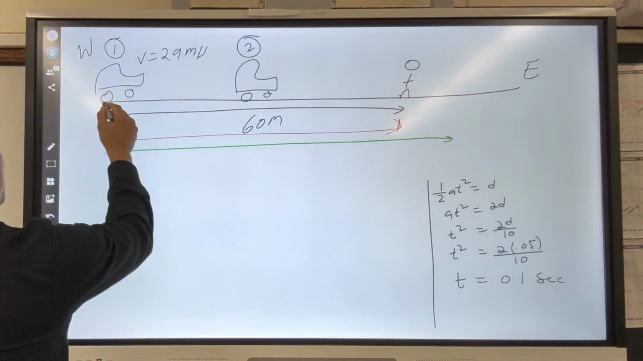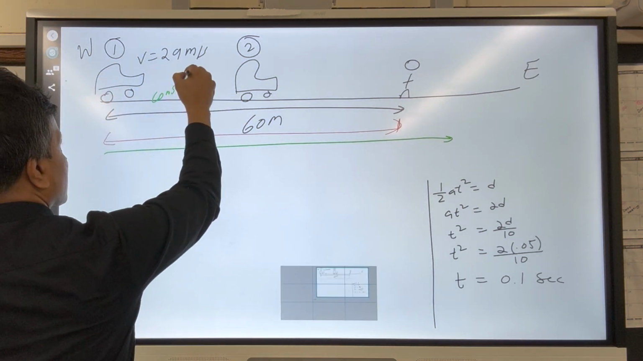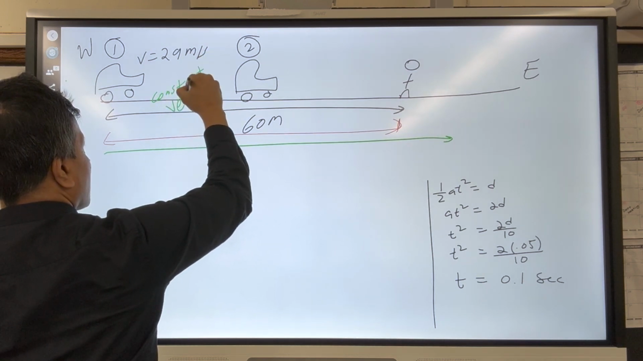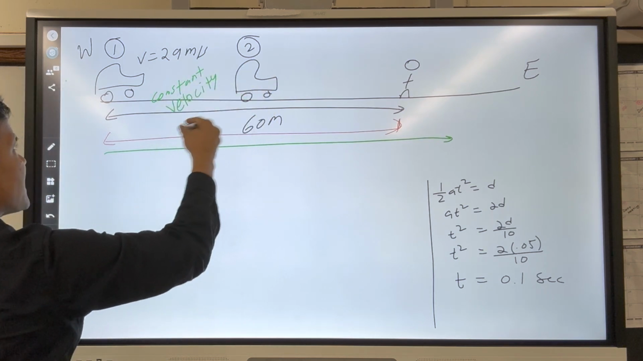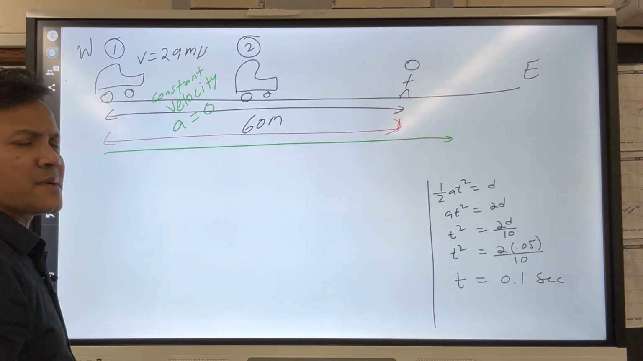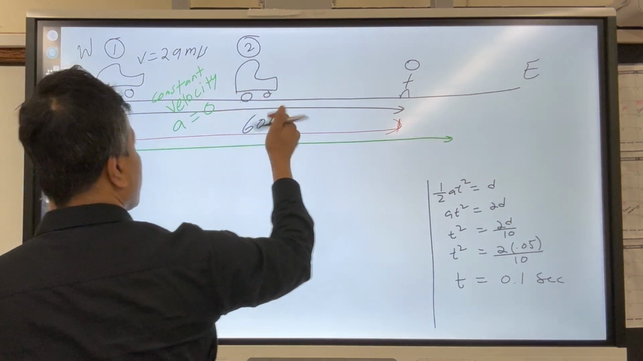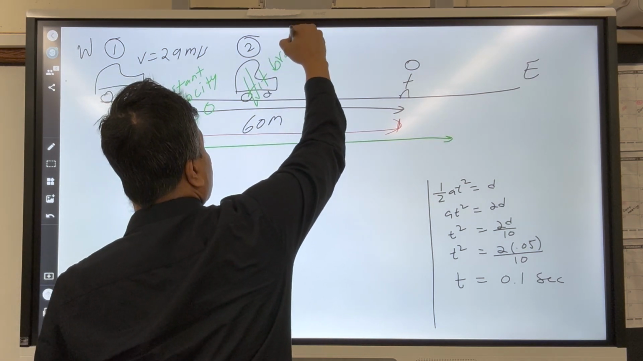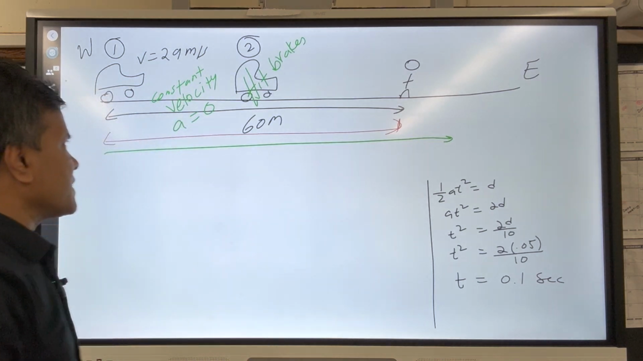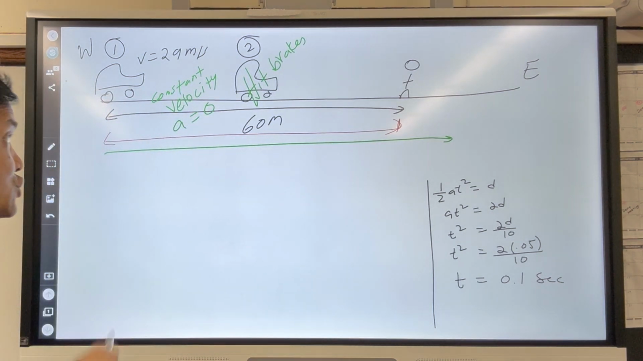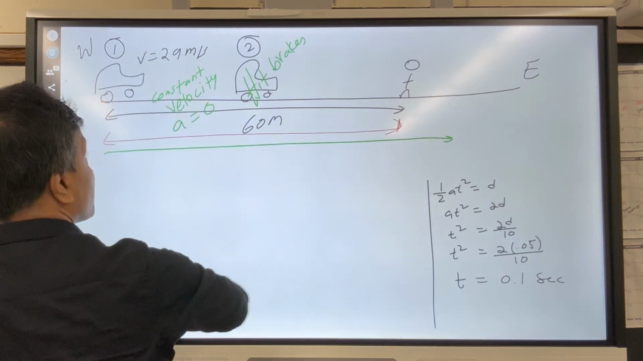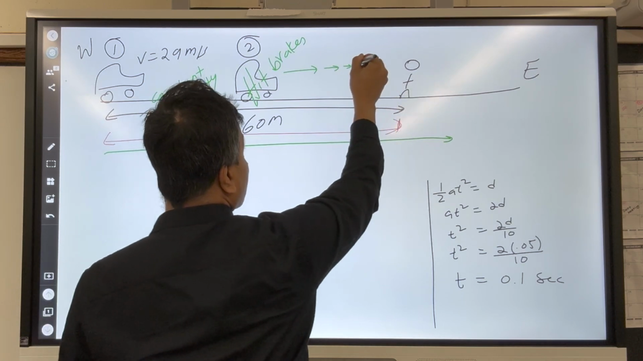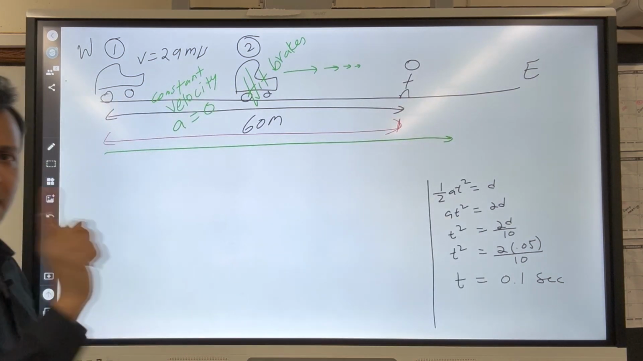Now, from here to here is constant velocity. Why is that? Because you did not hit the brake. Since you did not hit the brake, acceleration is 0. Right here, at location 2, you hit the brake. So the velocity will no longer be 29. The velocity would be decreasing, decreasing, and so on. It's going to come to 0.